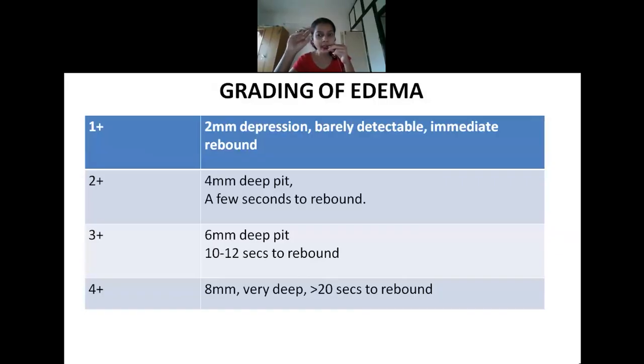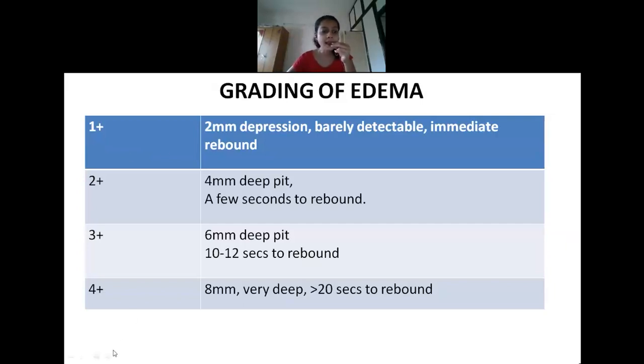And usually the skin will come back very slowly. Then 3 plus grading means in the scale you will get 6 mm deep. Even if you are pressing 6 mm deep, then it is 3 plus grading, and the skin comes back very, very slowly, 10 to 12 seconds to return to normal. Next, when you are pressing and it goes 8 millimeter deep, and it comes back after 20 to 30 seconds, then it is 4 plus grading.